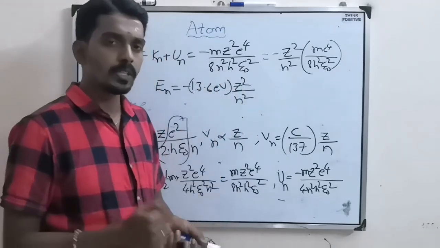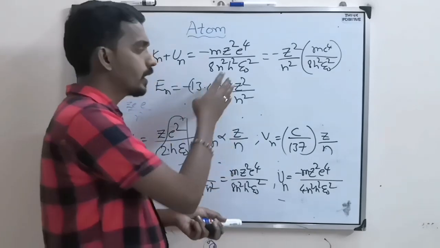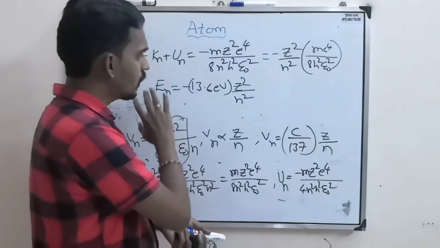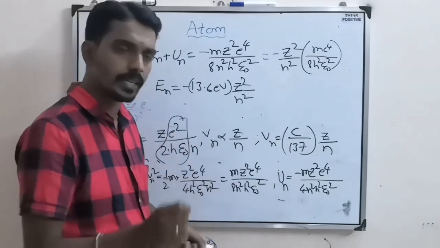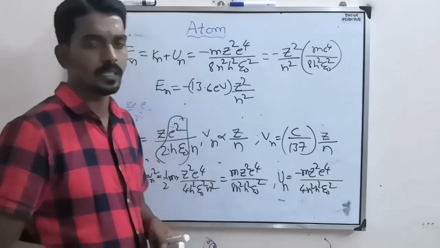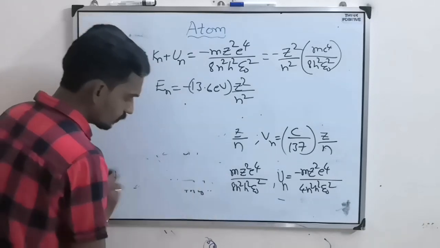Suppose lithium plus plus of fourth orbit. So n equal to 4, z equal to 3. Like that you can find. If you remember the general formula for radius, speed and energy, then you can find them for any atom.